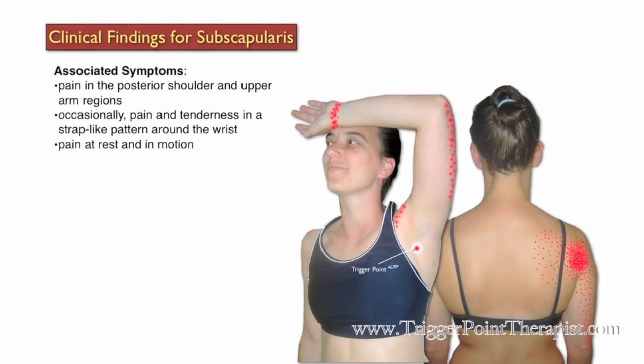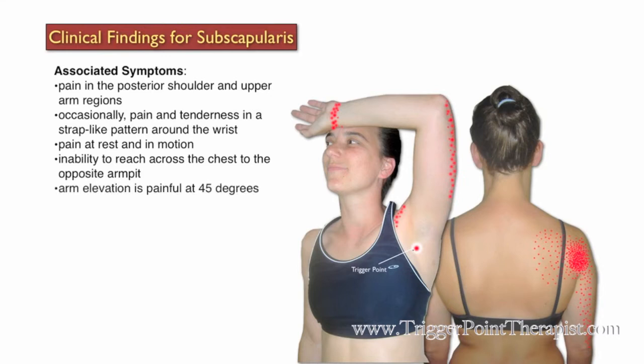They will complain of pain at rest and in motion. They have an inability to reach across their chest to the opposite armpit, and elevating their arm at 45 degrees is extremely painful.